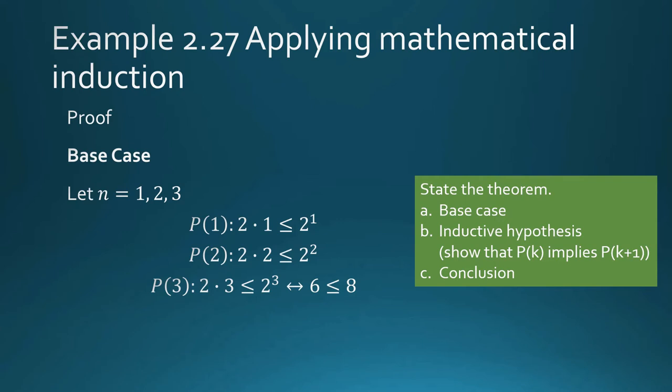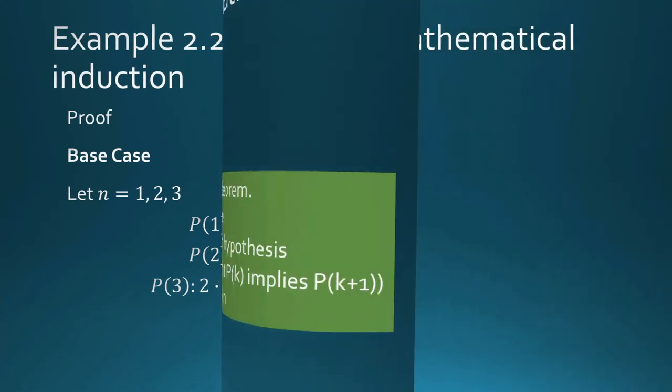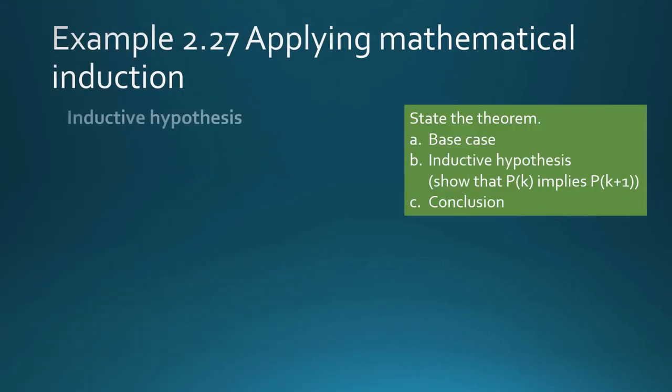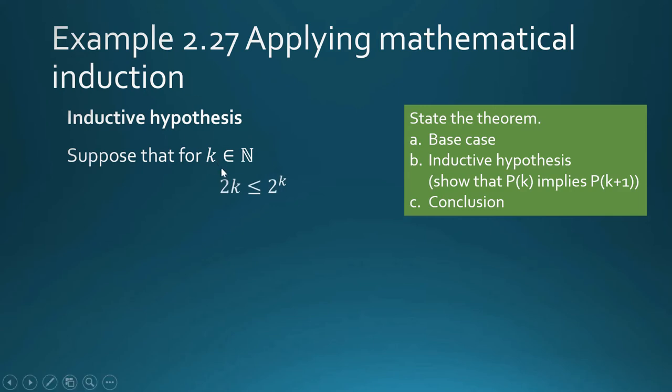We now proceed with the inductive hypothesis. So what do you do at the second part of the proof using mathematical induction? Well, you are going to make a tentative assumption that the proposition is true for any positive integer k. So be sure to change your dummy variable. You must use a different variable here, k. And your goal is to show that this will imply that the proposition is also true for the next integer after k, and that is k plus 1.